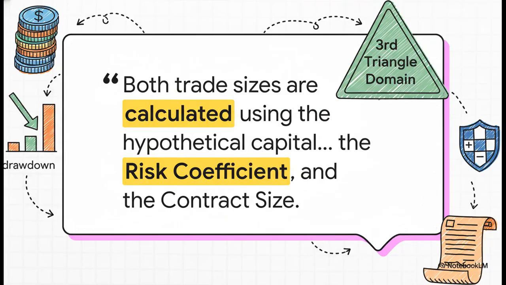And just so we're absolutely clear on how that trade size is calculated, the source material gives us this exact wording. Both trade sizes are calculated using the hypothetical capital, the investor's maximum allowed drawdown, the third triangle domain percentage, the risk coefficient, and the contract size.